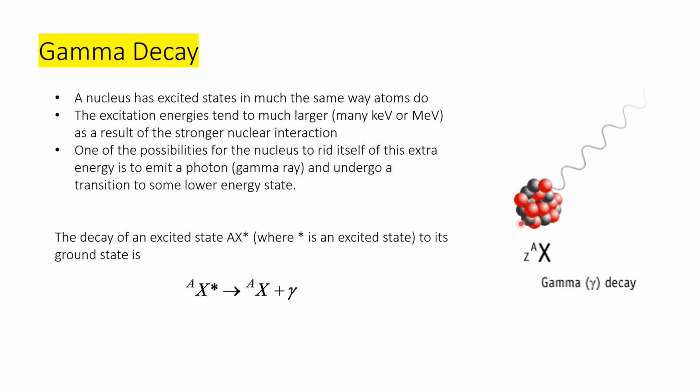The decay of the excited state of X, where you have here the star to signify an excited state, to the ground state is given by this equation here. So you have your X star decays to your stable X plus your gamma ray. So this is a decay that happens when your nucleus is in an excited state, and then it decays by a gamma ray in order to transition to some lower energy state.